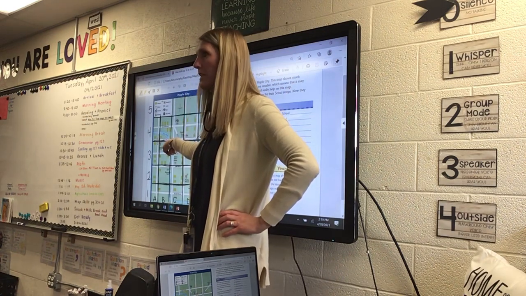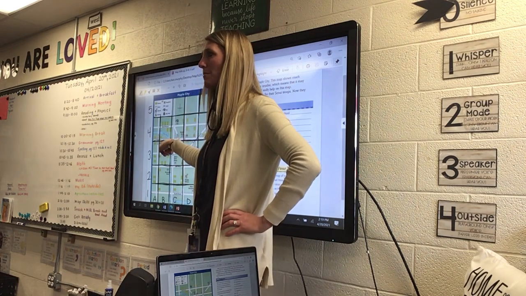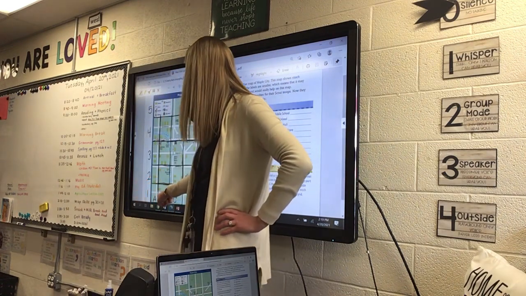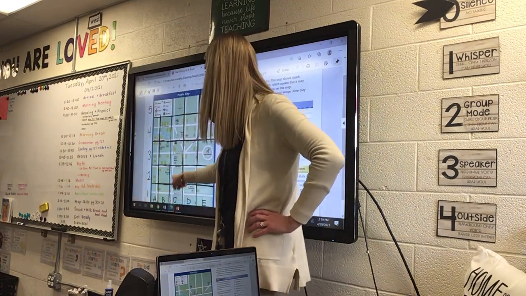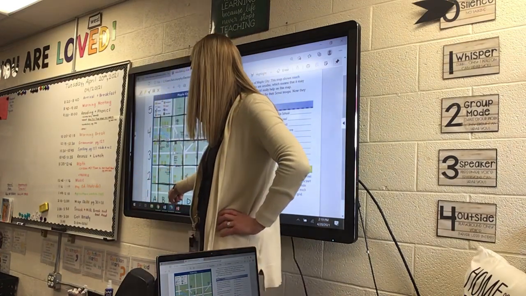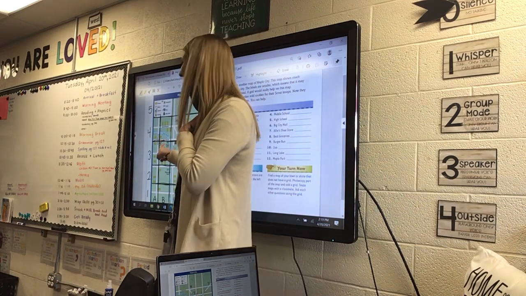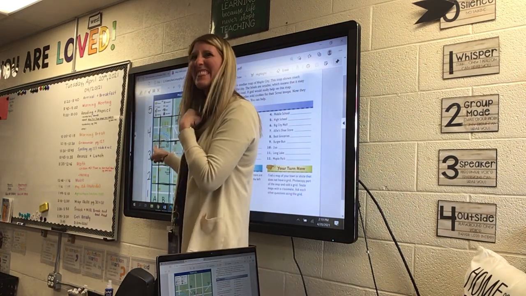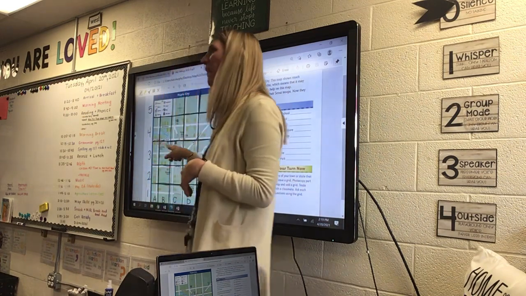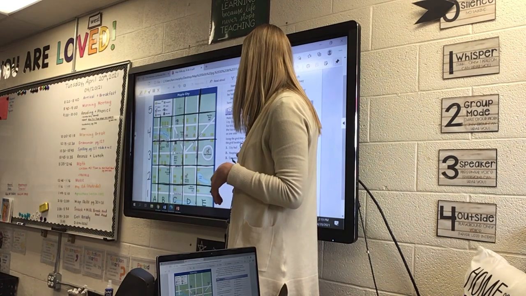Now, looking at Mrs. Murphy's grid, how would I get to that if I had to use my map? Wyatt, what do you think? C3. Good, C3. Did everybody see what Wyatt did? He went over to C and up to 3. And the city hall looks like Abraham Lincoln's room. Yeah, that's what I thought. Okay, so over here, I'm going to write C3 because that's where mine is located.